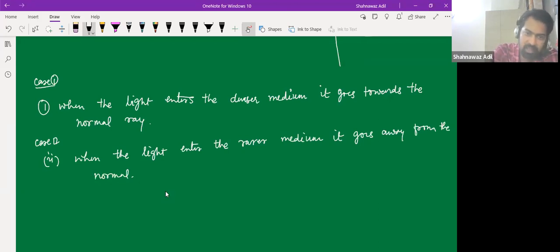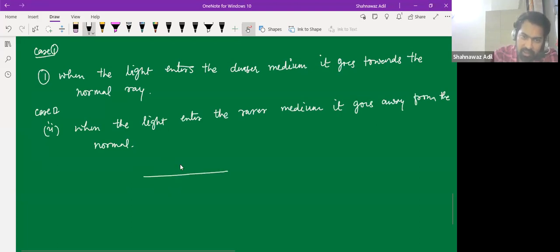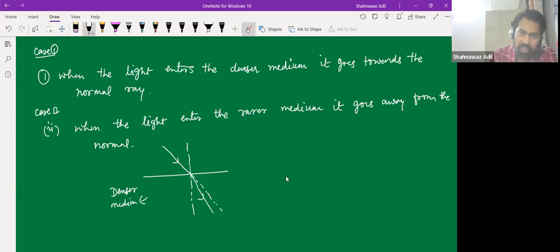Right, so let's say this is the light which is coming, and this is the normal ray, right? And this is, let's say, the denser medium. And the path of light is this, right? This is denser, so it will go towards the normal, okay? And let's say this is the light which is coming, and this is our normal, right? This is the path of the light, which was going like this, and this is a rarer medium.